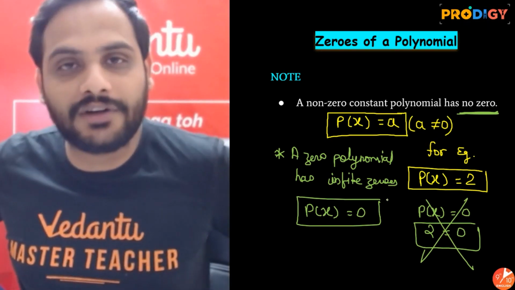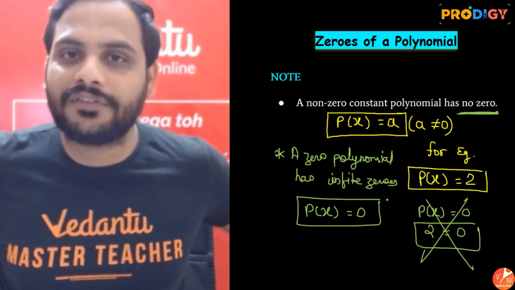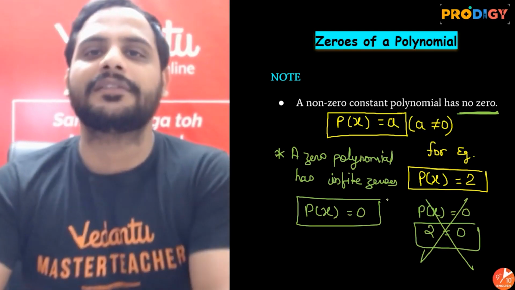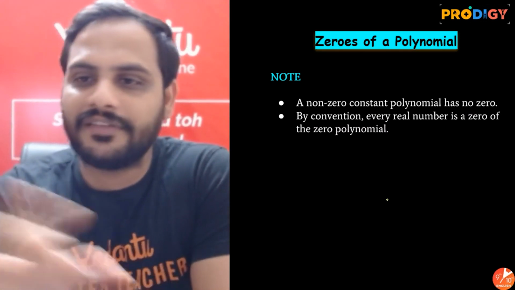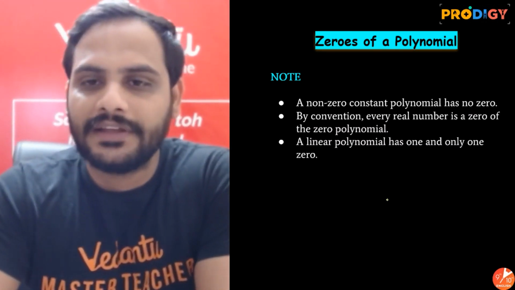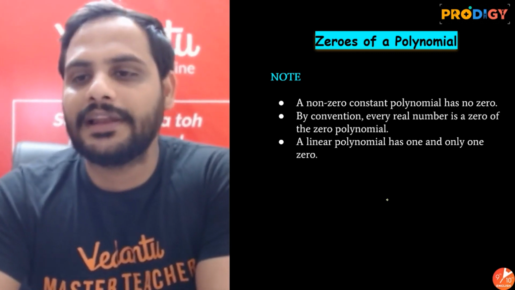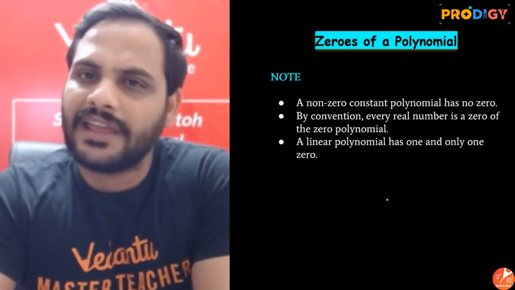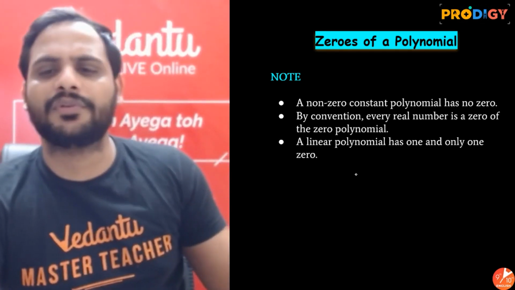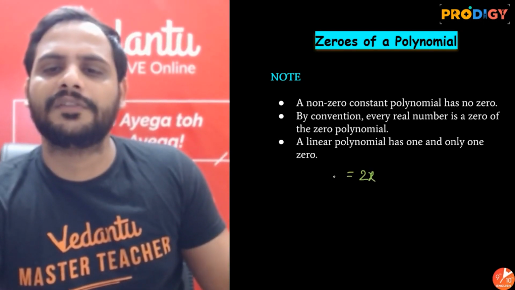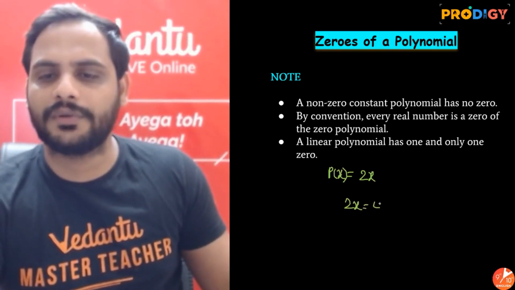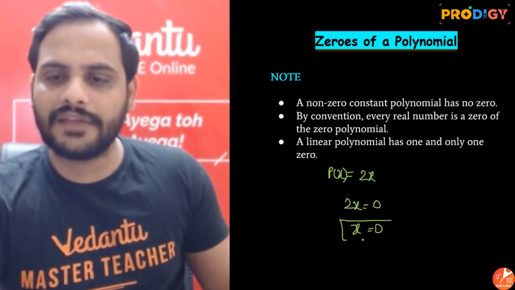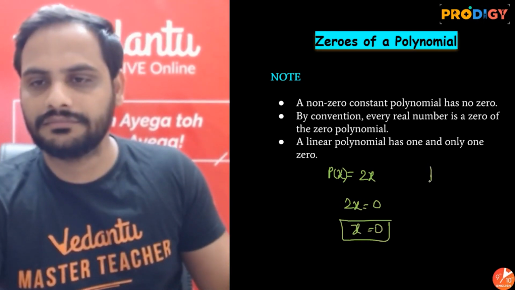And no matter what value of x you put in a non-zero constant polynomial, it will never be a 0. Next interesting thing: every real number is a 0 of the zero polynomial, I have told you. Third one, a linear polynomial has one and only one zero. Any linear polynomial you solve, suppose p(x) is equal to 2x. Make 2x equal to 0, x equal to 0, only one 0 you are getting.